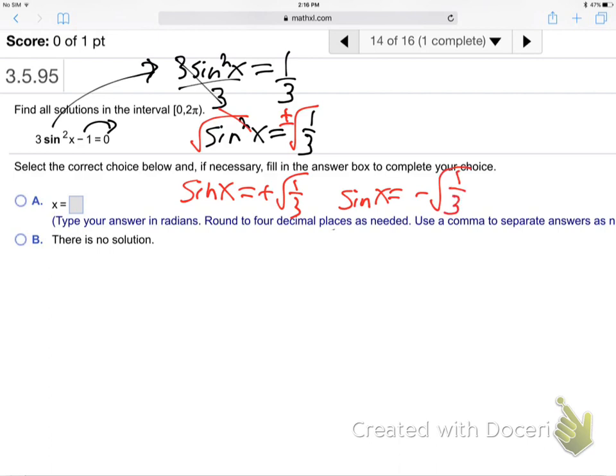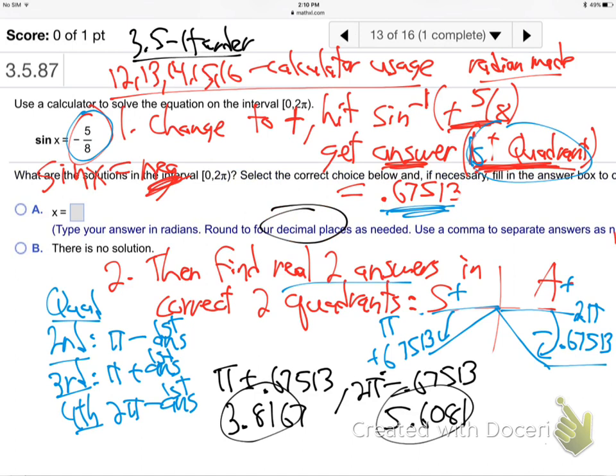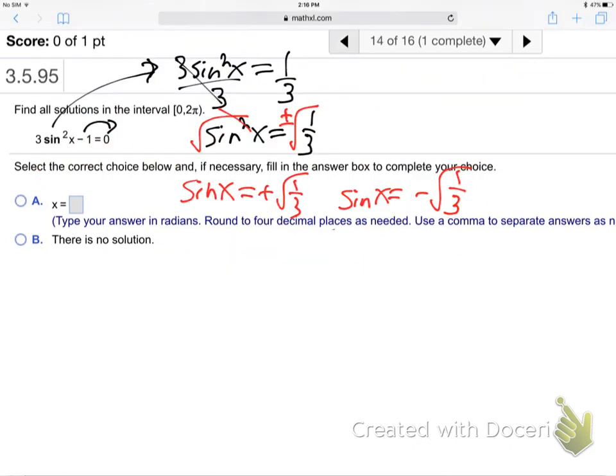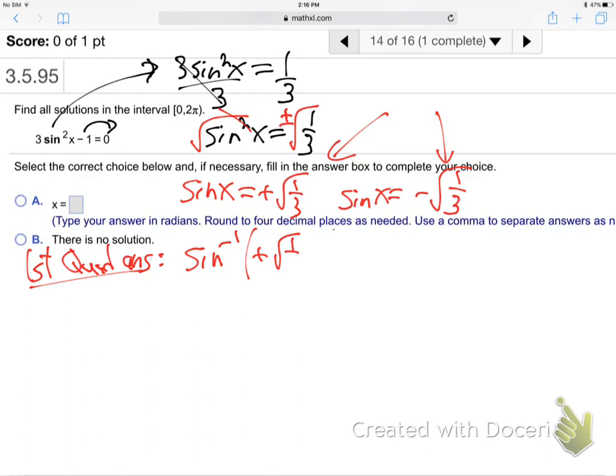Okay, so what do we do? What are the rules I just gave you back over here? I said, number 1, change to positive, hit sine inverse, get your first quadrant answer. So let's start with that. Now it's changed to plus. These are the same numbers, one's just positive, one's just negative. So when I change to plus, they're the same thing. So I just need sine inverse of positive root 1/3.